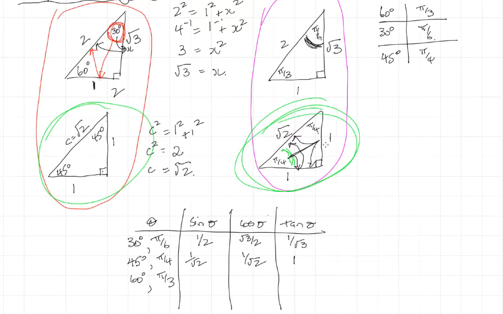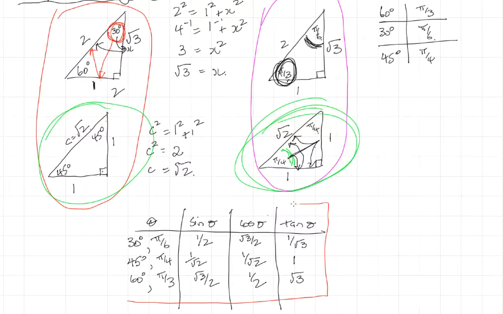And now we're on a roll with radians. Let's do pi on 3, which is this angle up here in this purple triangle. So we want the sine, which is opposite over hypotenuse, so that's root 3 on 2. Cos is 1 on 2. And the tan is root 3 on 1, or just root 3. So there we go. There's a table of values.